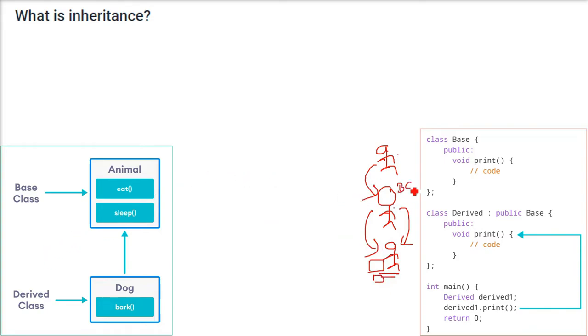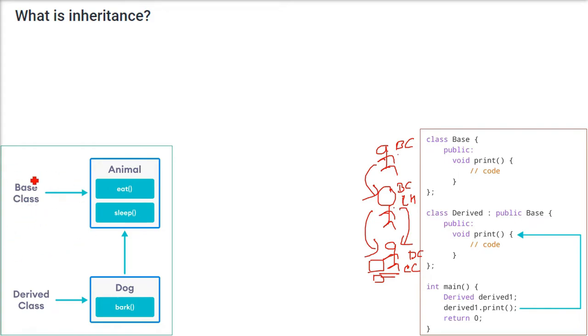So your father is your base class, and you are a derived class here. For example, your father and his father, your grandfather. Your grandfather is the base class for your father, who is the child class for your grandfather.